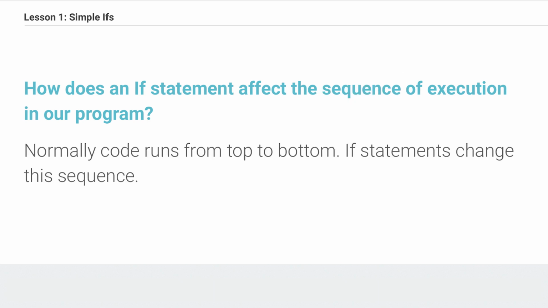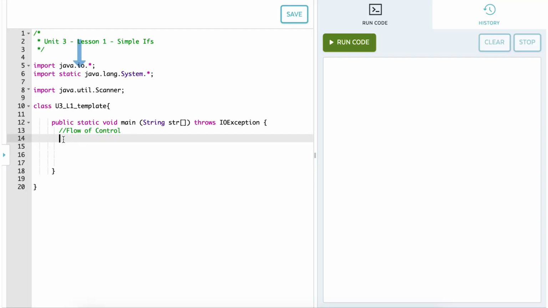So typically, when we talk about our sequence, we expect that each line of code is going to be run from top to bottom. This is also called the flow of control, which is why I've named our class here flow of control. So we expect that our code is going to run from top to bottom.